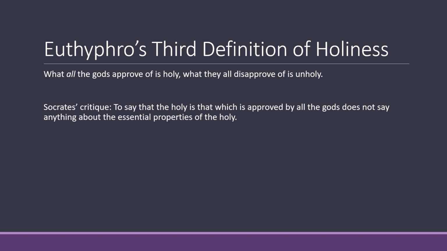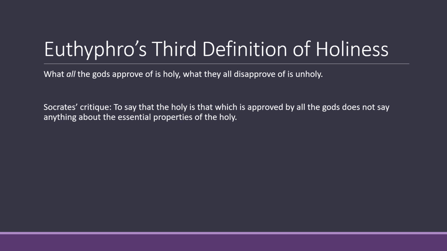After his second definition has failed, he regroups and he tries to offer a kind of an improvement. He fixes it up to try to avoid some of the implications of what Socrates has raised. And he offers as his third definition the idea that what all the gods approve of is holy, and what they all disapprove of is unholy.